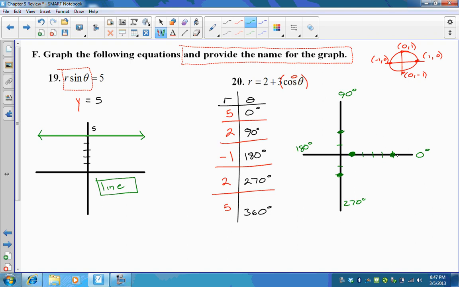With a loop. And the way I know that is because I have these 2 points on the right side of the origin. So it's going to come up, go through that point. It actually does go through the origin, even though we didn't plot a point there. And the tip of the loop is that second point on the other side of the y-axis. So this point right here tells you the tip of the loop. This is a limacon with a loop.